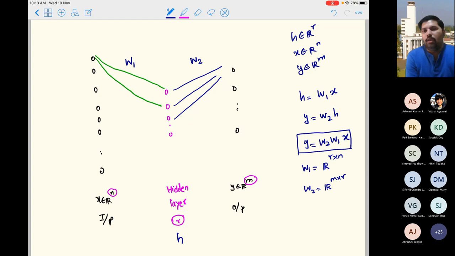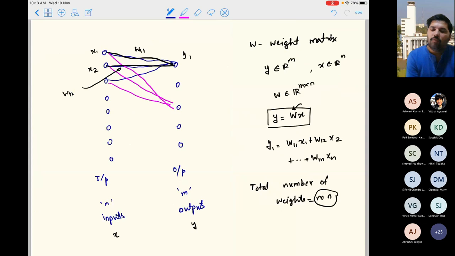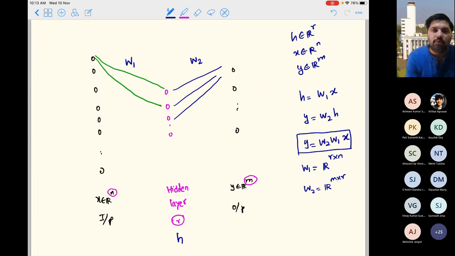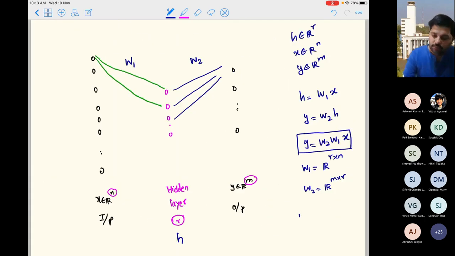Yes, sir. So if what I have done on this page makes sense, what is happening with the weight matrices W1 and W2? By introducing the hidden layer, have I increased the number of weights? How many weights was I training in this fully connected single layer neural network? I was training mn weights, right? So here, how many weights am I training?